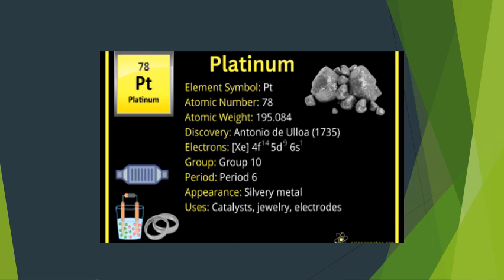Last one is platinum. Platinum has the atomic number 78, discovered by Antonio de Ulloa. Group 10, period 6, silvery metal, used as a catalyst, in jewelry and electrodes.